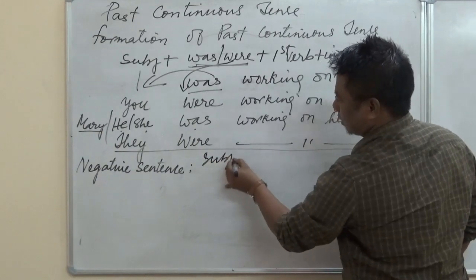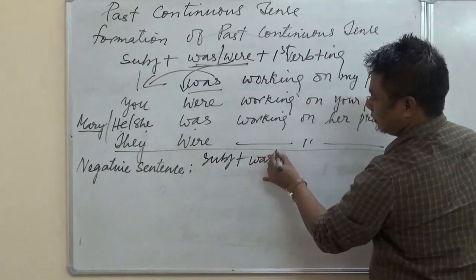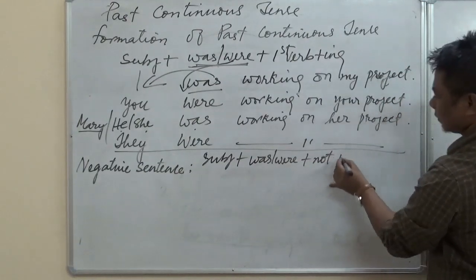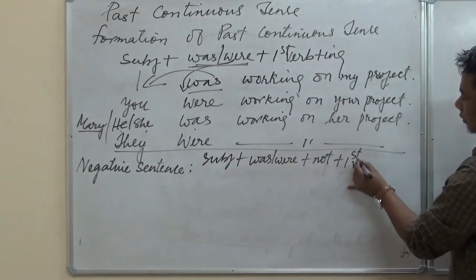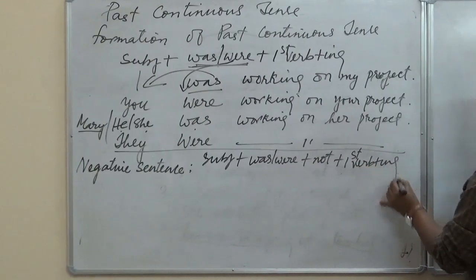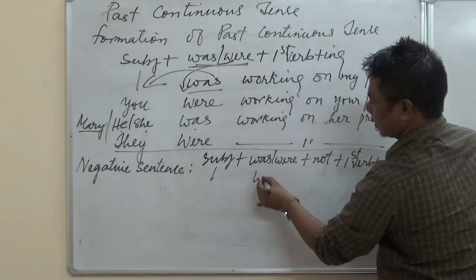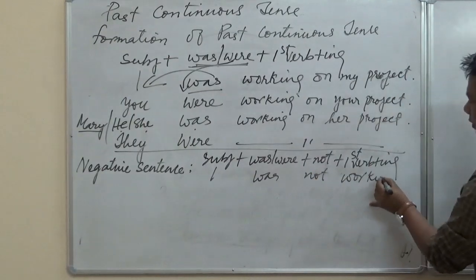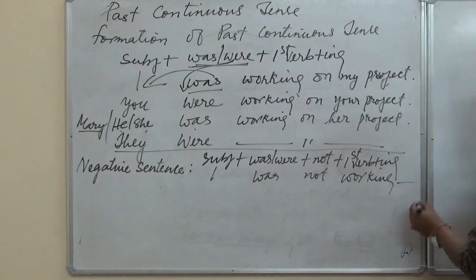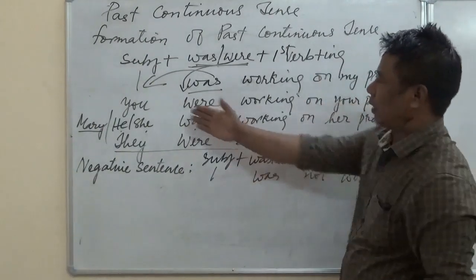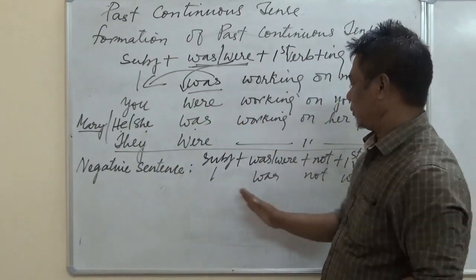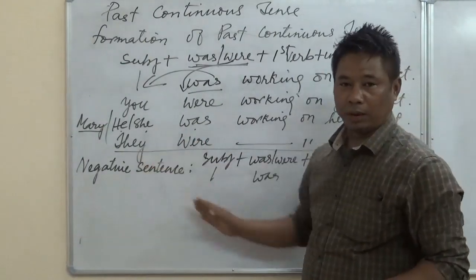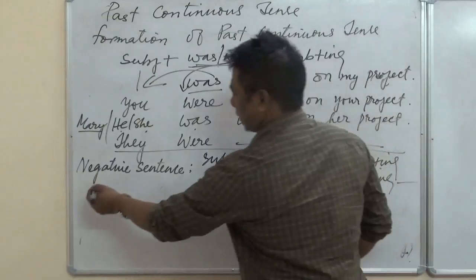The formula is subject plus was or were plus not. So: I was not working on my project. In the same way, you were not working. He or she was not working. They were not working. That is the negative sentence.